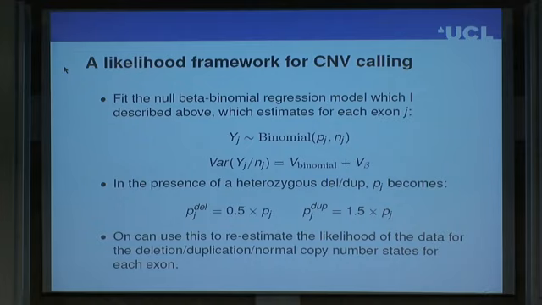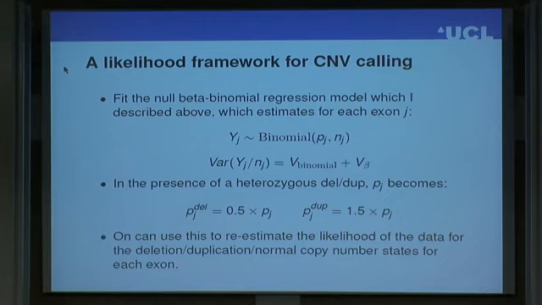We can have a new Pj for deletion, which would be half of what it should be for the expectation. We have a duplication Pj, which would be 1.5 times what it should be. That's for 3 copies instead of 2. And the deletion is for 1 copy instead of 2. And we can write a likelihood for all those terms. So everything is workable once we have fitted our logistic beta binomial framework.